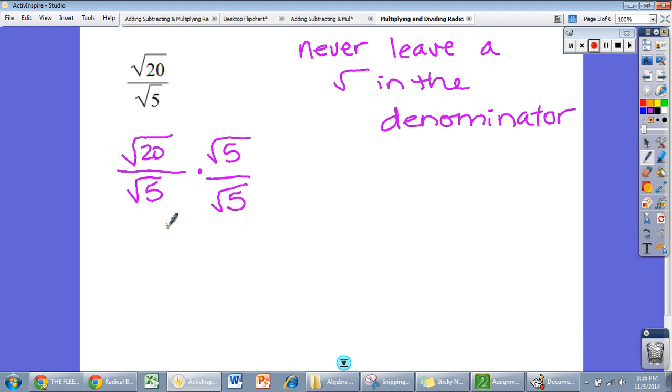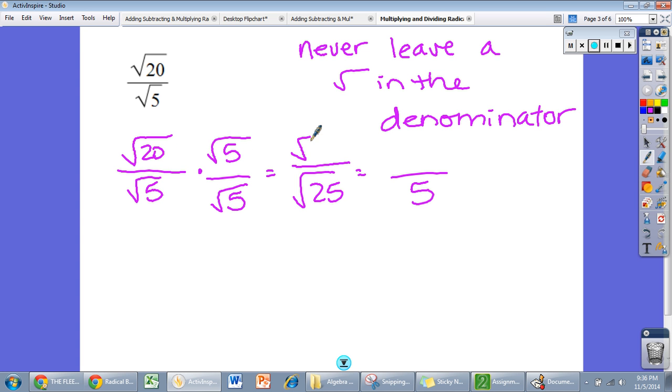So I've not changed the radical per se. We're just going to get rid of the radical in the denominator. So the square root of 5 times the square root of 5 is the square root of 25, which equals 5. And so you notice how the radical is now gone. On the top, what's under the radical sign gets multiplied by what's under the radical sign.